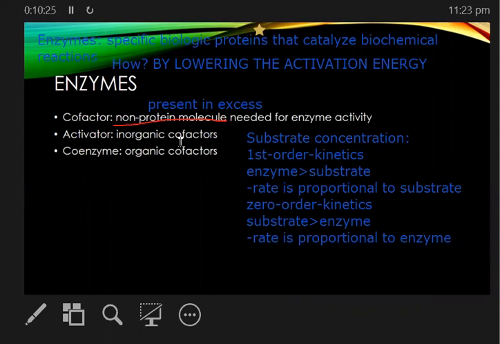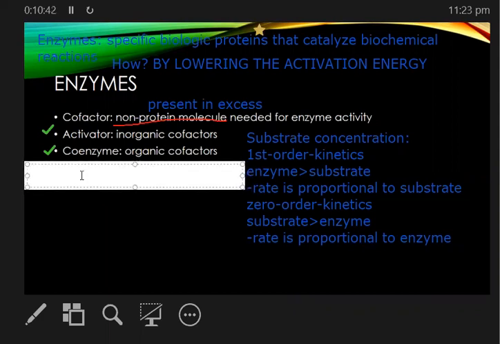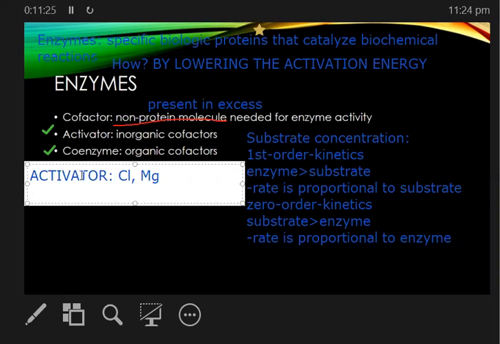There are two types of cofactors. The first one is your activator, and the other one is your coenzyme. So what's the difference? Very easy. Activators are inorganic cofactors. Inorganic cofactors are basically our elements, our electrolytes, our heavy metals. Examples of inorganic cofactors or activators are chloride and magnesium. So whenever you see electrolytes as your cofactors, we refer to them as your activators.